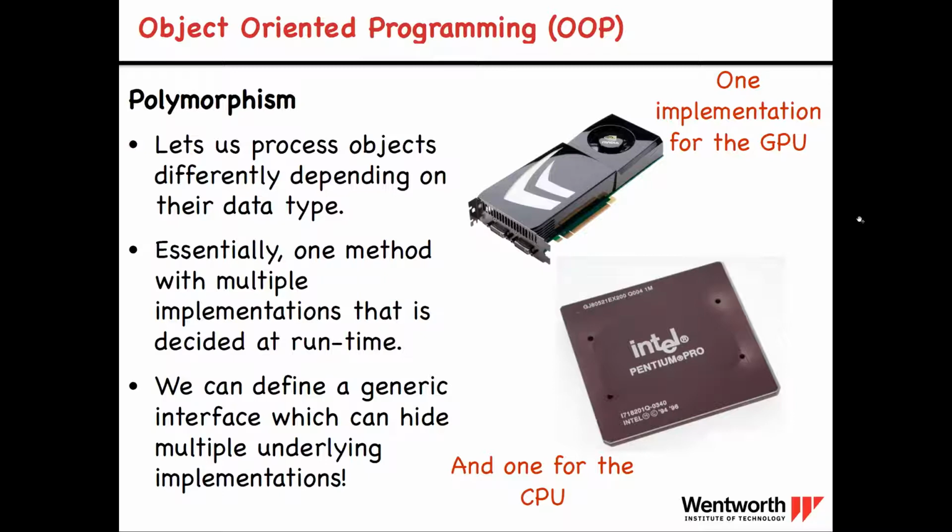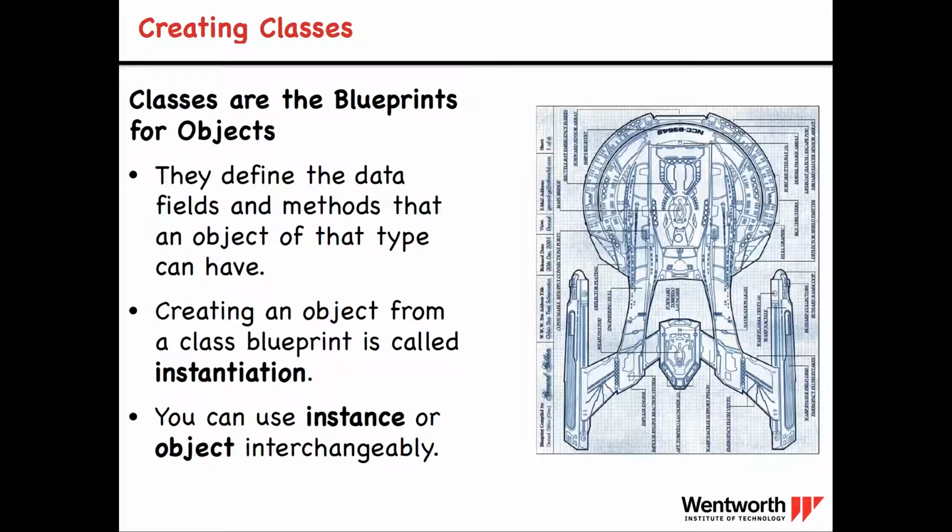So let's actually mess around with some classes. Let's talk about what a class is and how we can actually write our own. Classes are blueprints for objects. Classes and objects are two different things. They're related, but they're two different things. Classes are the blueprints. They define the data fields and the methods that an object of that type can have. Creating an object from a class blueprint is called instantiation.